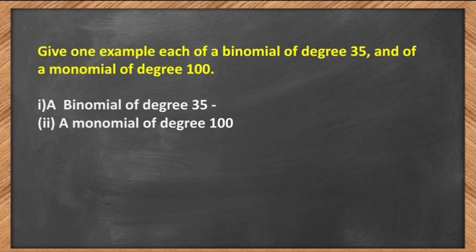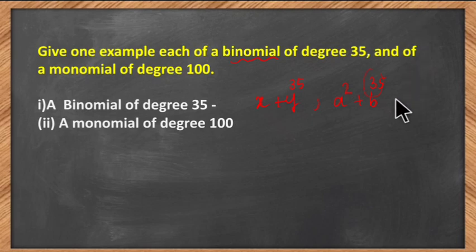Next, give an example of the binomial of degree 35 and monomial of degree 100. What is the meaning of binomial? Bi means two, nomial means terms. First I will write two terms, x and y. Degree 35. What is the meaning of degree? Maximum power should be 35. So any variable, I will write here 35. So what is the maximum power here? 35. So it is a binomial of degree 35. We can write a square plus b 35 also, which is the maximum power here 35. So degree is 35. In the same way, you can write many examples.